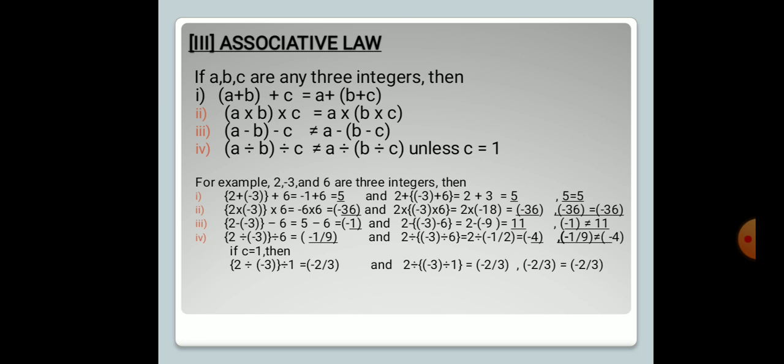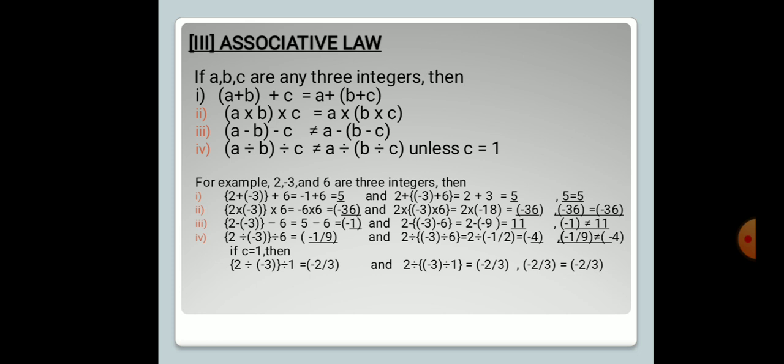For example, we are taking three integers, 2, minus 3 and 6. Here, 2 plus minus 3 is minus 1. Then adding minus 1 to the third one, minus 1 plus 6, that is equal to 5. And then a plus b plus c, that is 2 plus the sum of the second and third. Second and third is minus 3 plus 6, that is 3.